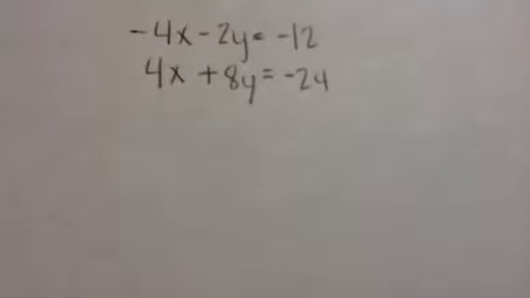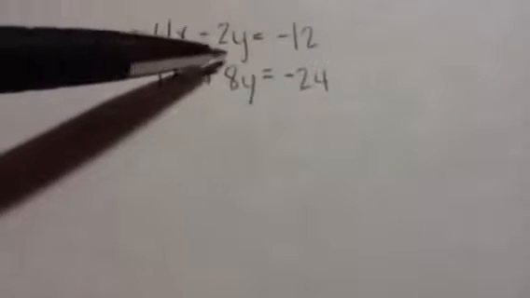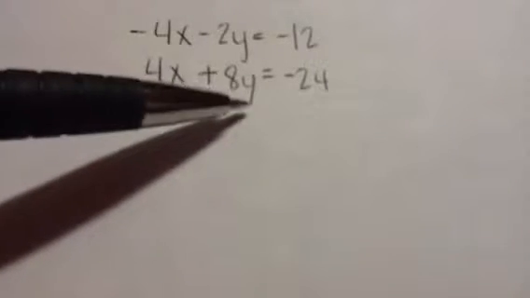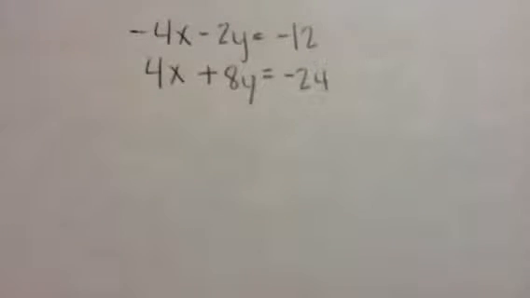Okay, in this video I'm going to explain how to solve systems of equations using elimination. The first problem we are going to work is negative 4x minus 2y equals negative 12 and 4x plus 8y equals negative 24.